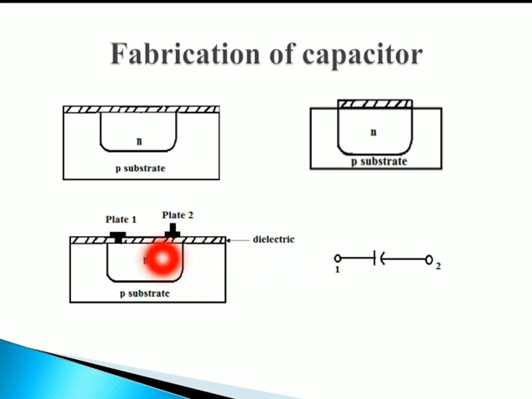Now the SiO2, which is in between, will act like a dielectric material. So this is shown over here. This is one plate of your capacitor, this is another. In between, whatever is present, that is the dielectric material. So that value will depend upon the thickness of the dielectric layer.